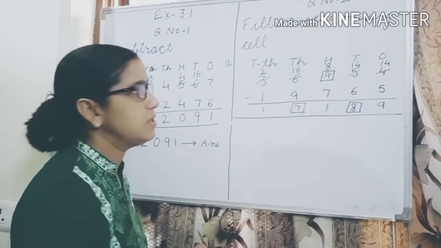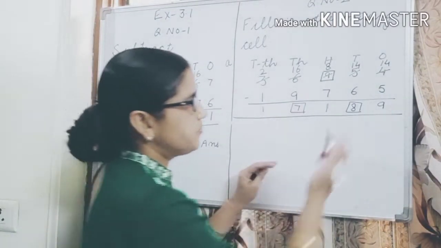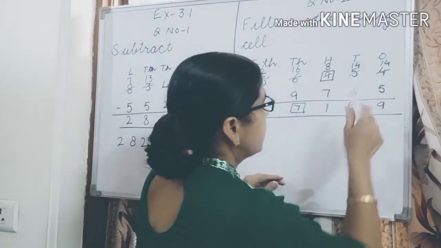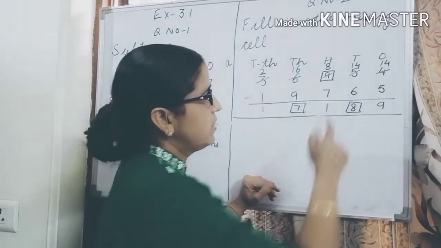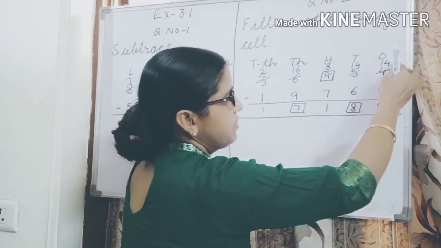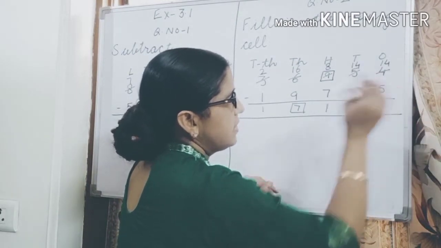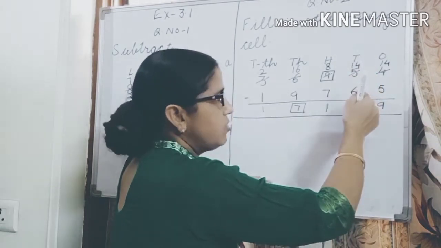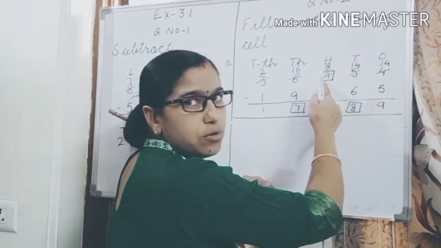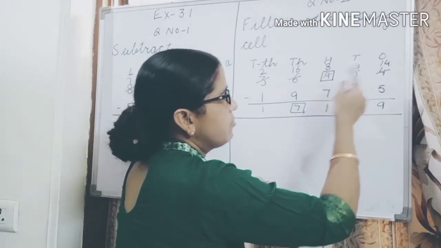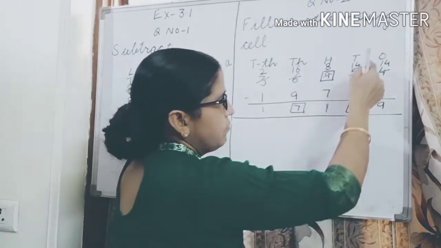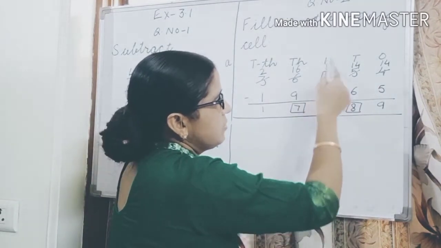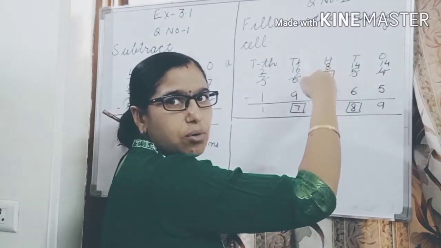Again you can see. 4 minus 5, not possible. Then take a borrow from this 5. When you take a borrow from this 5, it will become 14. 14 minus 5, 9. Then what is left here? 4 is left. 4 minus 6, again not possible. Then we have to take a borrow from this number. When we take a borrow, it will become 14. 14 minus 6, 8.